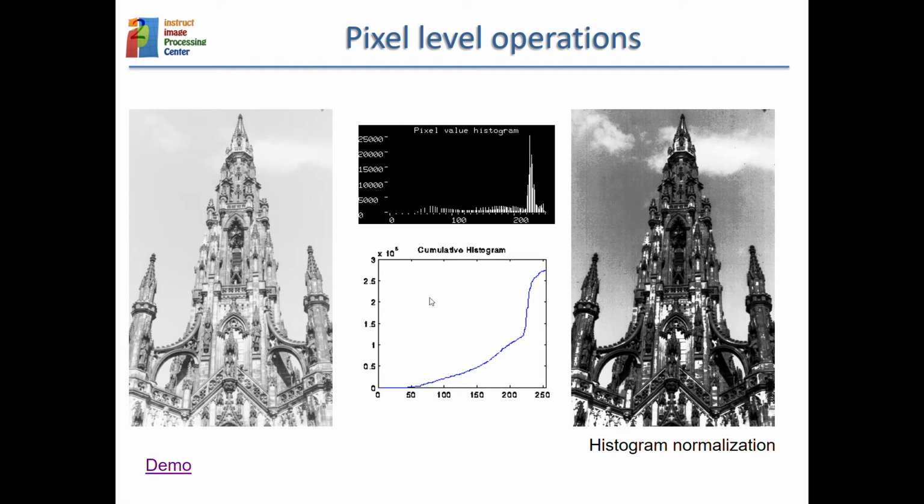Here we can see, for instance, what are the different operations we can do with the histogram or these pixel-wise transformations. So let's say that we have this image in gray scale, and then we transform.